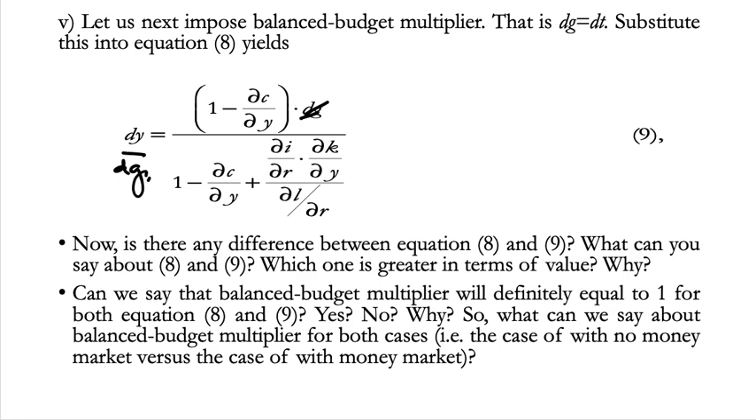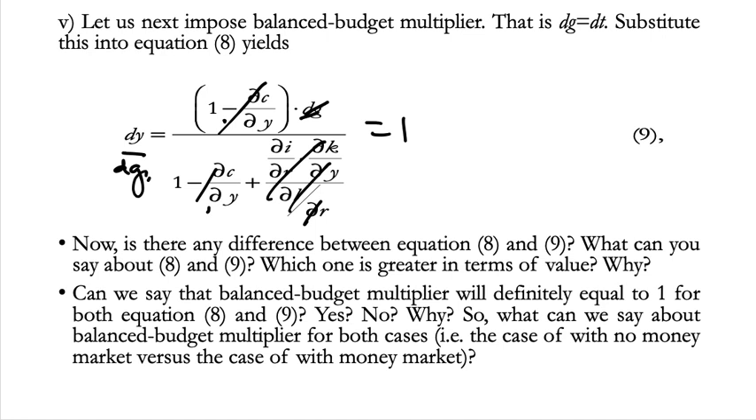Now we have 9 here. As you can see, if we don't incorporate money market, then you don't see this. You see this and this, you cancel, this becomes 1, isn't it? And therefore it becomes similar to the balanced budget multiplier that we have in the previous chapter.